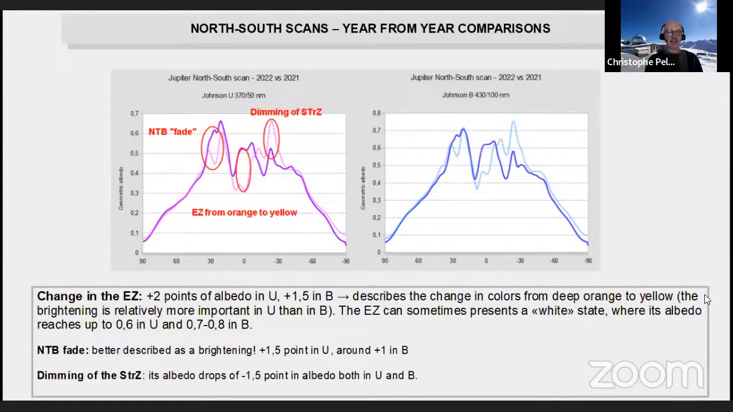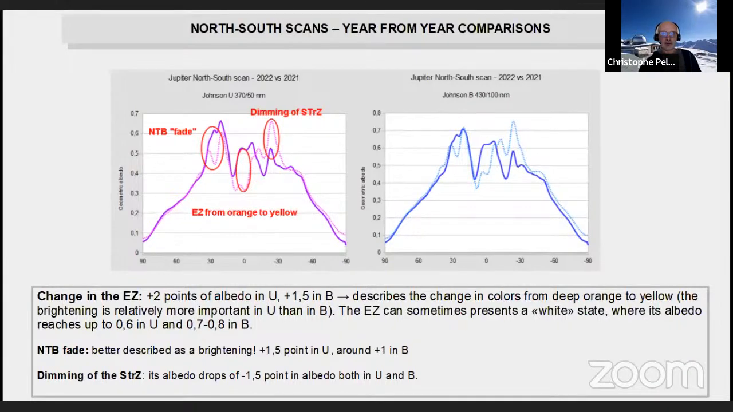If you compare the scans from one year to the other, you can see that, for example, there is a great change in the equatorial zone. There is more than 2 points of albedo in the UV and 1.5 points in blue. And this describes the change in color from deep orange to yellow, since the brightening is relatively more important in U than in B. The equatorial zone can sometimes present a white state where its albedo can reach up to 60% in U and 70 or 80% in B.